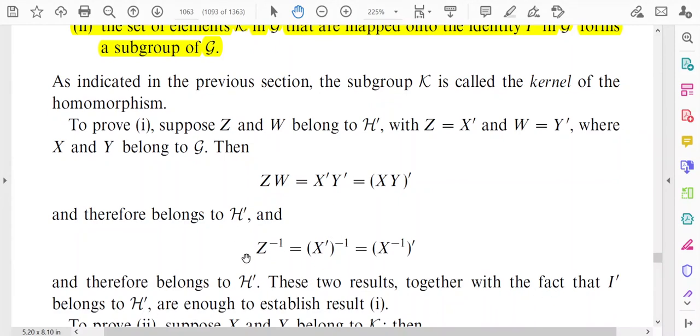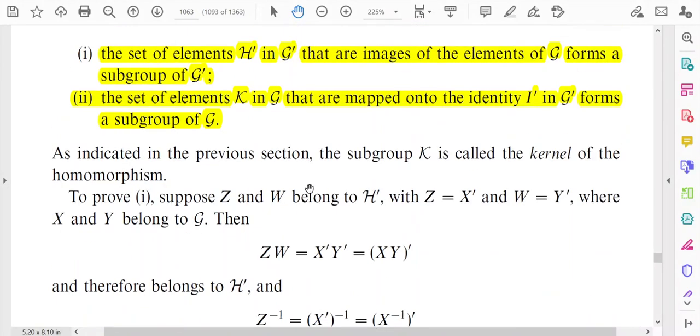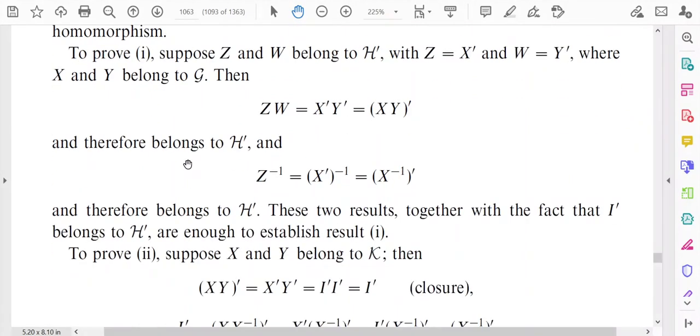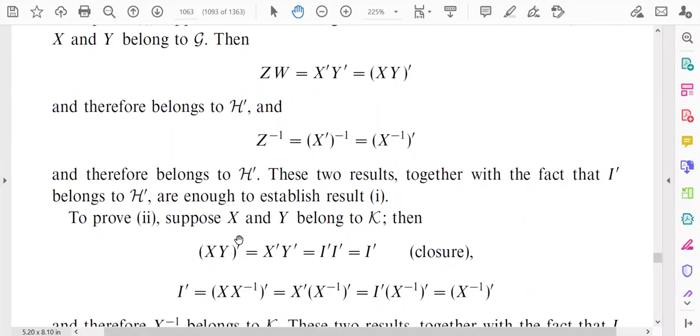So all these results prove that H prime will be a group, or H prime will be a subgroup under G prime. And next we have to prove that the elements of the kernel also form a subgroup. So how to show that? Suppose X and Y belong to K. X and Y are two elements of the kernel K.